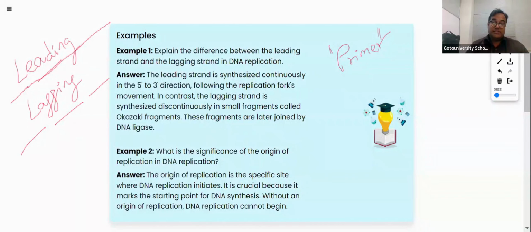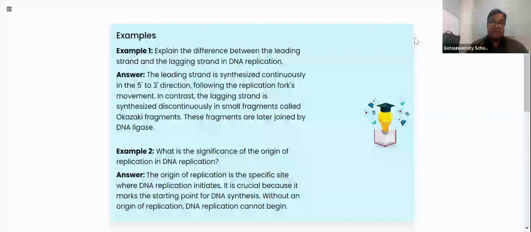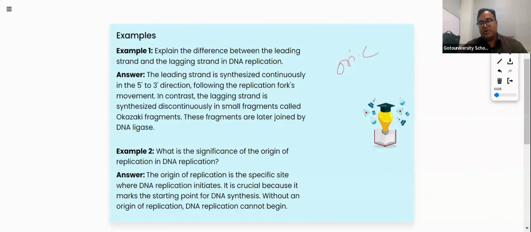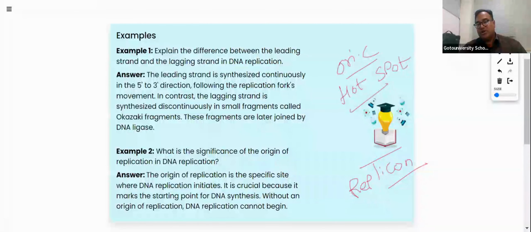Now we are coming to the significance of the origin of the DNA replication process. We know the origin of replication is termed with many important terms. We can say hotspot, or ORI C, or replicon, not recon; recon means something different. Replicon, hotspot, ORI C, or origin of replication. Many terms are used in different board papers, so you should be competent enough to understand and answer correctly.